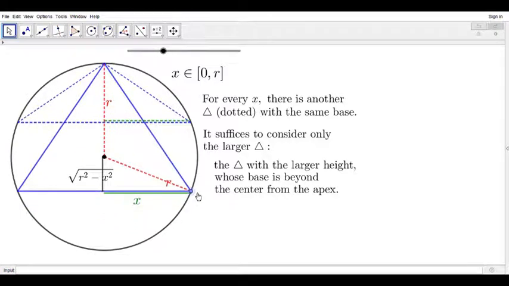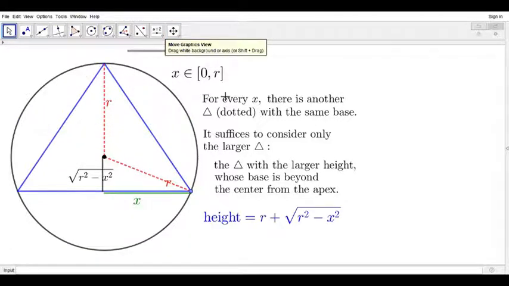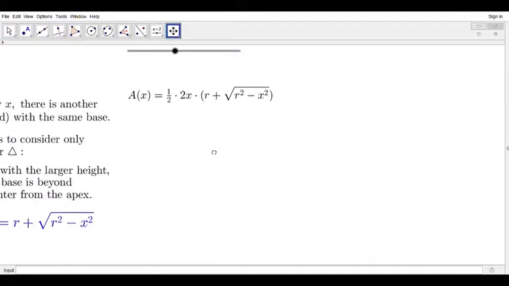Just so there's no ambiguity, we're going to take only the triangle with the larger height. So now it's clear, we can proceed. The height is r plus the square root of r squared minus x squared. And since the base is 2x, we've just identified the height. Then we have this formula for the area.